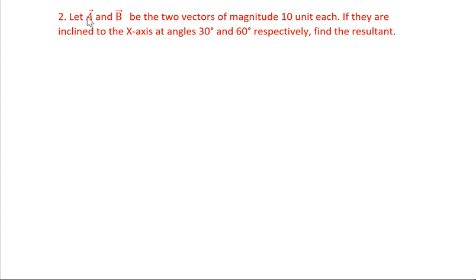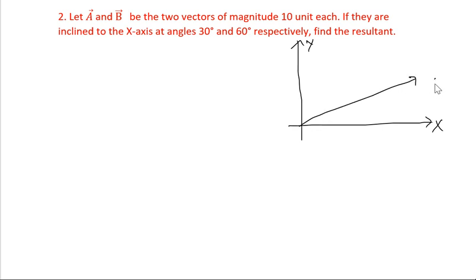Here it is asking: A and B are two vectors of magnitude 10 units each, inclined with the x-axis at 30 degrees and 60 degrees. First we have to draw the diagram, then it is easy for us to calculate. This is our x-axis, this is the y-axis. This is let be the a vector and this is let be the b vector. This is 30 degrees and this is 60 degrees.